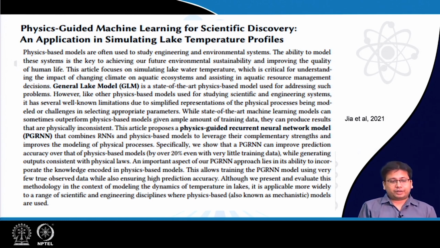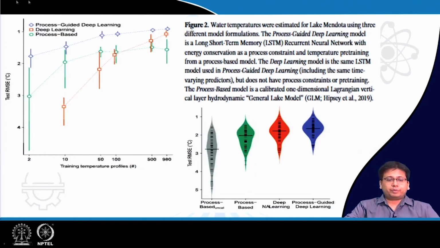This article proposes a physics-guided recurrent neural network model that combines RNNs and physics-based models to leverage their complementary strengths and improve the modeling of the physical process. Specifically, we show that a pgRNN can improve prediction accuracy over that of physics-based models by over 20% even with very little training data, while generating outputs consistent with physical laws. So that way this paper seems to be an improvement over this paper.